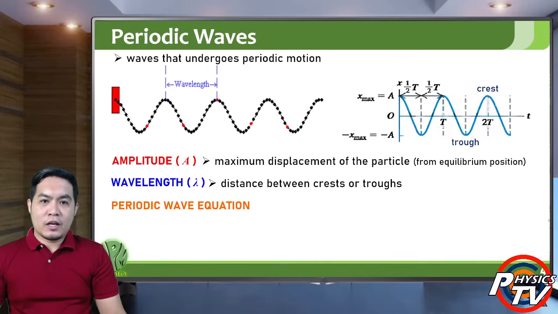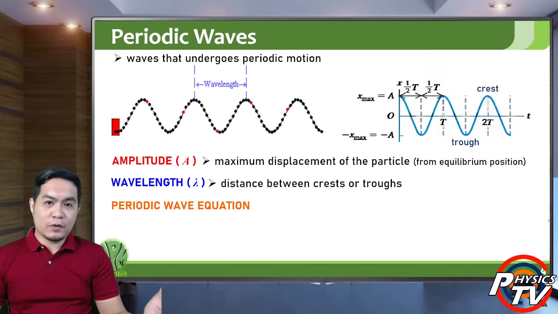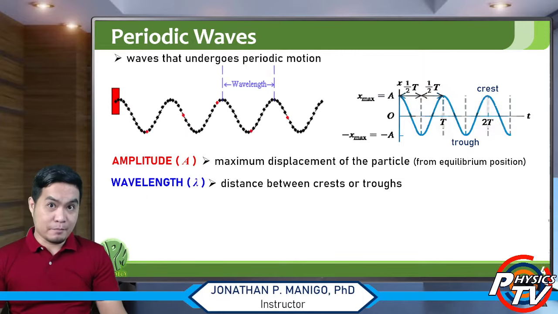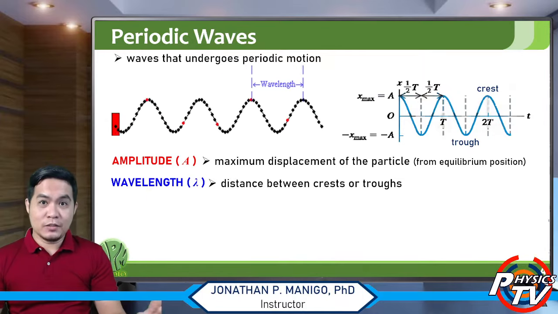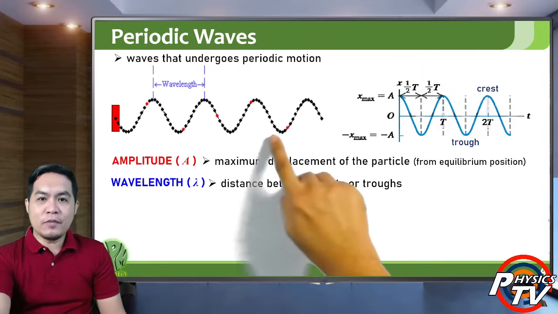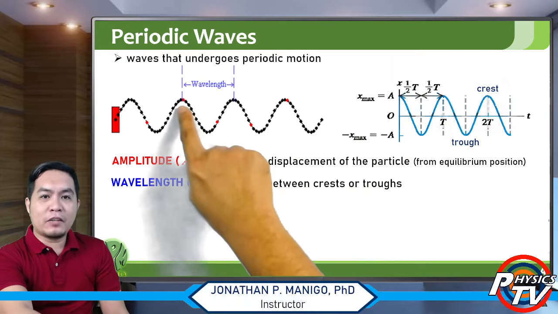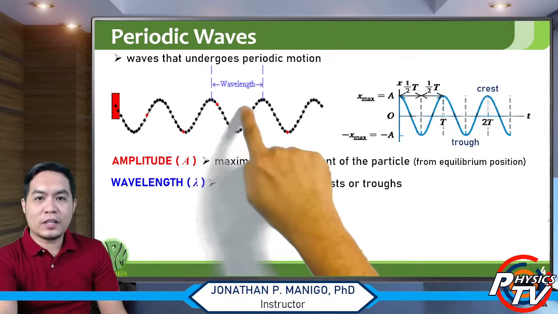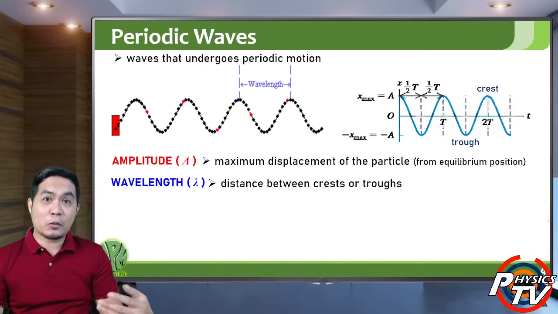As I've mentioned before, the time for one cycle, one complete vibration, is what we call the period, T. The time that the pattern repeats from one crest to another crest, that's what we call the period. The time for one complete cycle or one complete vibration or one complete back and forth motion. So from crest to another crest, or basically the time for one wavelength, that is the period.